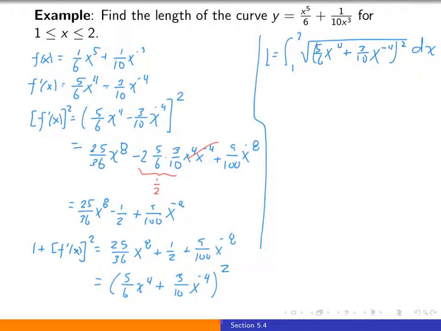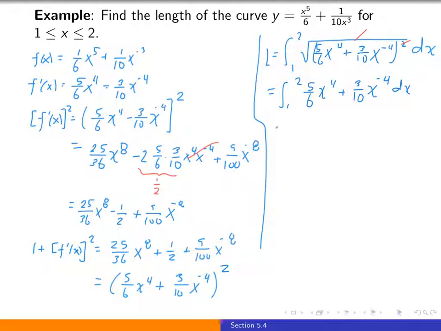And the very nice thing here is that the best thing that we could possibly hope to take the square root of would be a square. So the square root sign cancels the square, and we have the definite integral from 1 to 2 of 5/6 x to the 4th plus 3 over 10 x to the minus 4. So this works out extremely well.